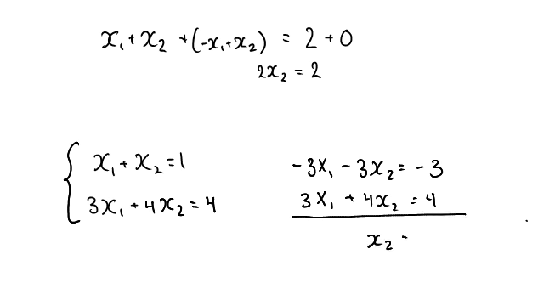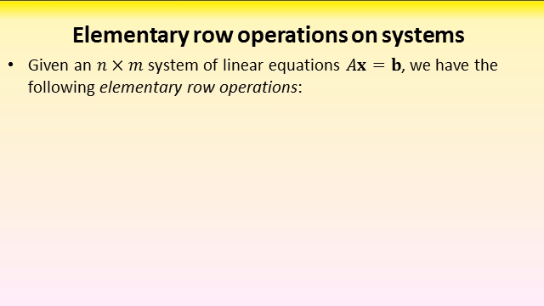So let's summarize this. Let's say that I have an n by m system of linear equations, Ax = b. Then I have three elementary row operations available for me.